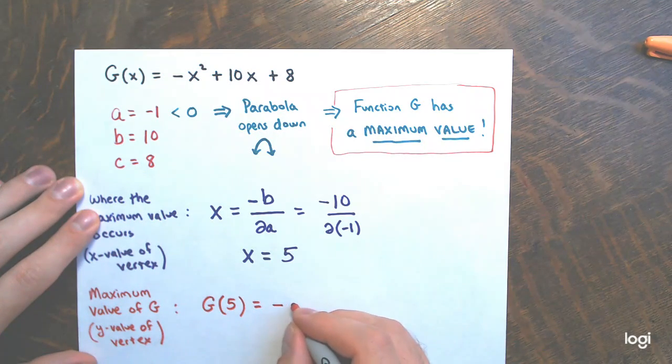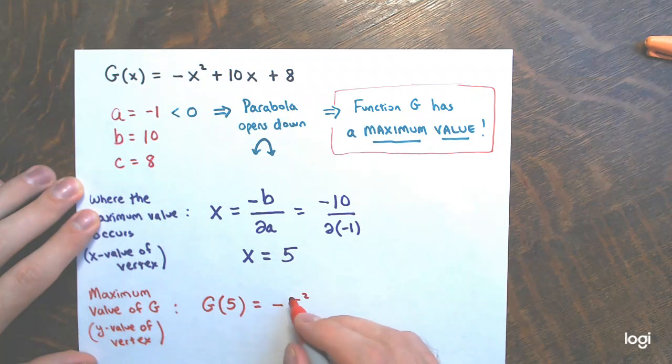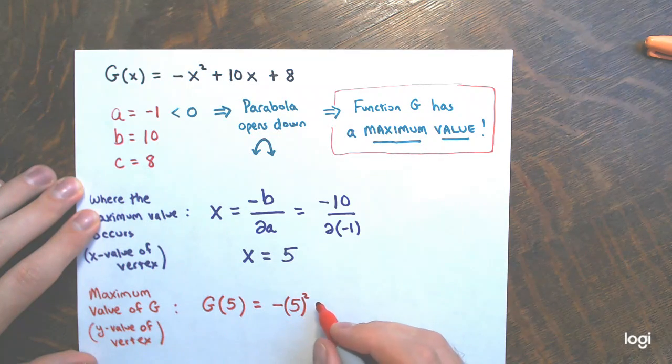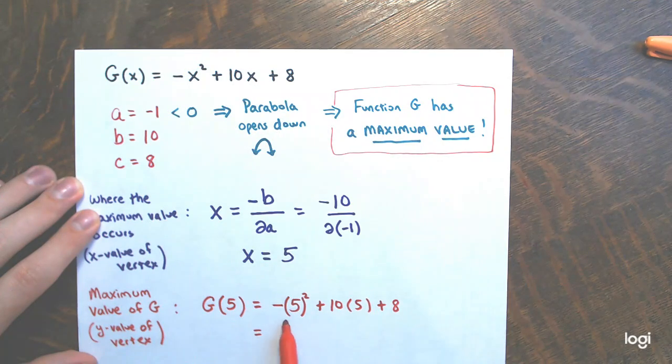So that'd be negative 1 times 5 squared. Not negative 5 squared. It's negative 1 times 5 squared, so this is going to be negative 25, not positive 25. Plus 10 times 5, and then plus 8. Like I said, this is negative 25 plus 50, which would be positive 25.